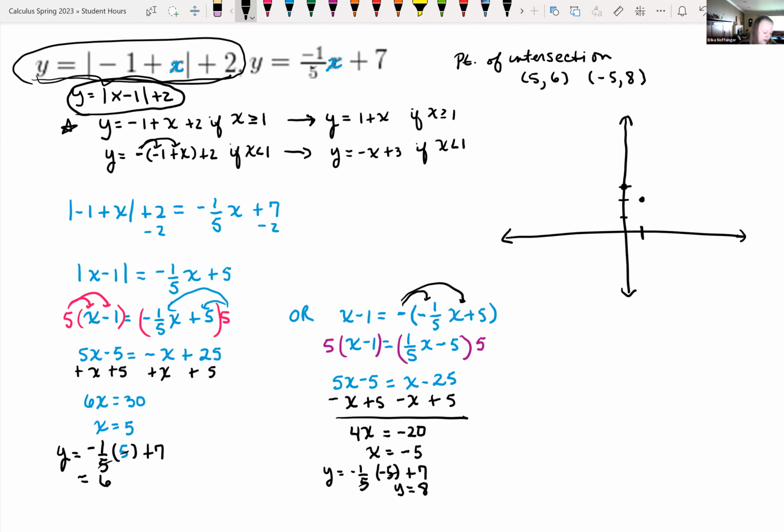I really kind of want to know what's at 5 and negative 5. So let's plug in negative 5. If I plug in negative 5 into my equation for y equals absolute value of x minus 1 plus 2, well, negative 5 minus 1, that's absolute value of negative 6, which is positive 6. And 6 plus 2 is 8. So I know when x is negative 5, my y value is 8.